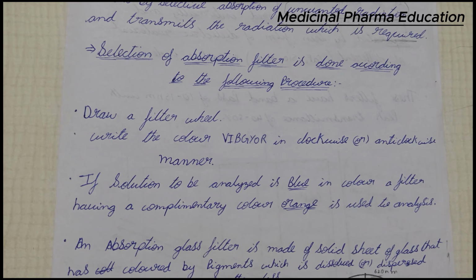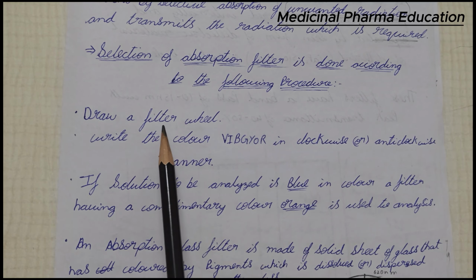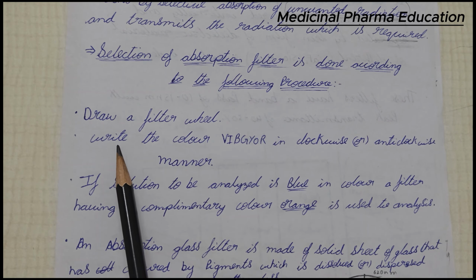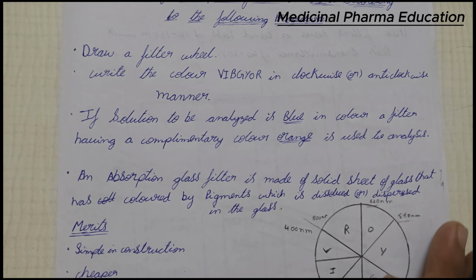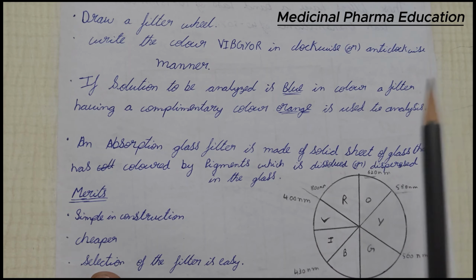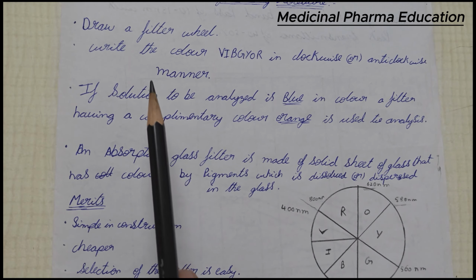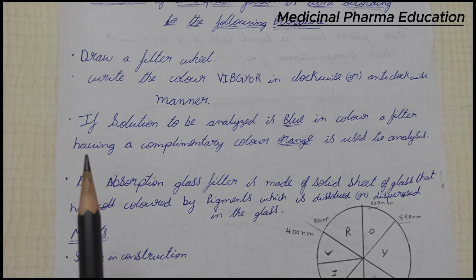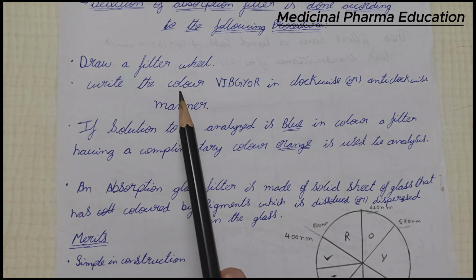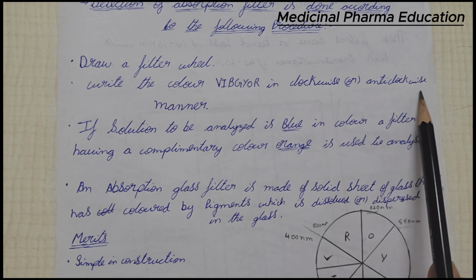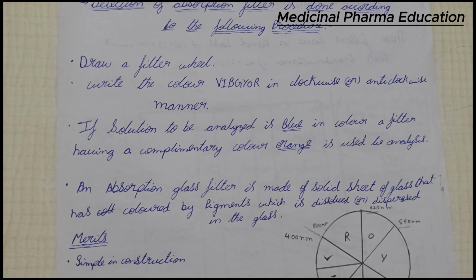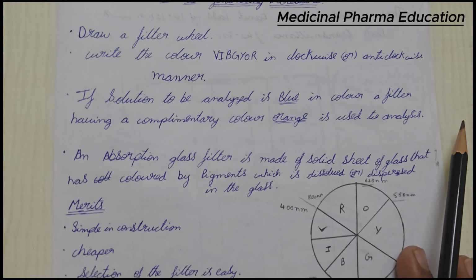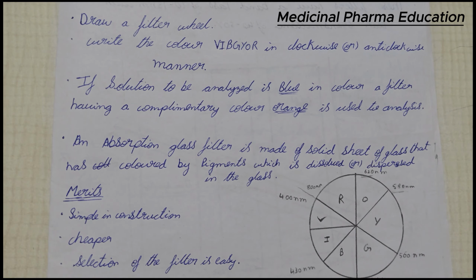See, draw a filter wheel like this. Write the colors VIBGYOR in a clockwise or anti-clockwise direction.